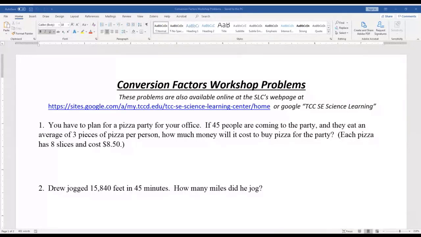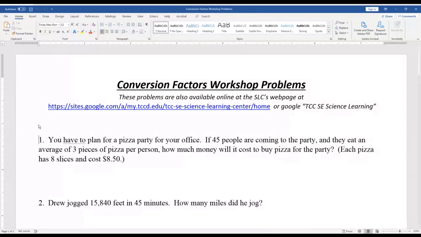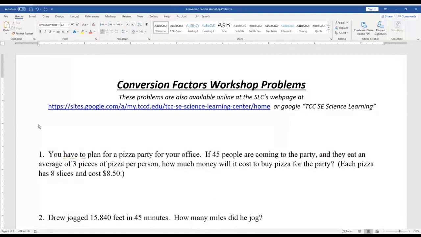This is Chemistry 1405. This is going to be a workshop over conversion factors and dimensional analysis. Now this workshop will primarily focus on problem solving, but we also will go a little bit into the theory of it, just because I think it's important to have an understanding of what dimensional analysis and conversion factors are.